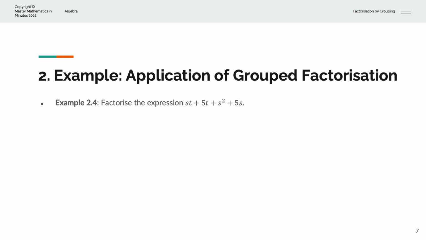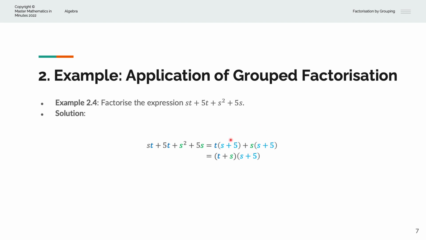In the fourth example, we're asked to factorize the expression st plus 5t plus s squared plus 5s. So, we can recognize the common variable in the first two terms as t, and with the common variables s in the third and fourth term. So we can factorize t from the first two terms, and that becomes t into s plus 5. And similarly, we can factorize s from the third and fourth terms, and that becomes s into s plus 5.